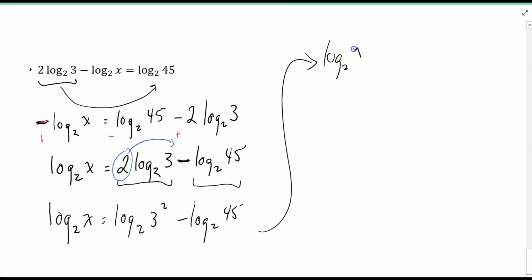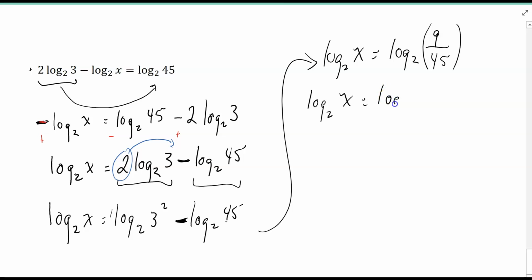Log base 2 of x equals, now these are both coefficient 1, right? With a subtraction between, combine them. What do you do with the two arguments? Since it's a subtraction, you divide, right? So log base 2 of 3 squared over 45. So log base 2 of x equals log base 2 of 1/5.